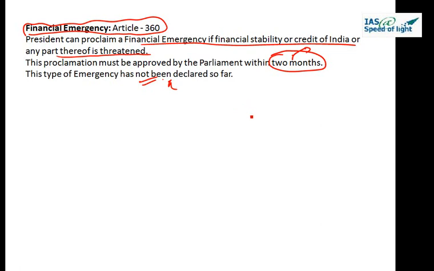Okay, for the national emergency, approval is required within 1 month. For the other two emergencies, 2 months approval is required.